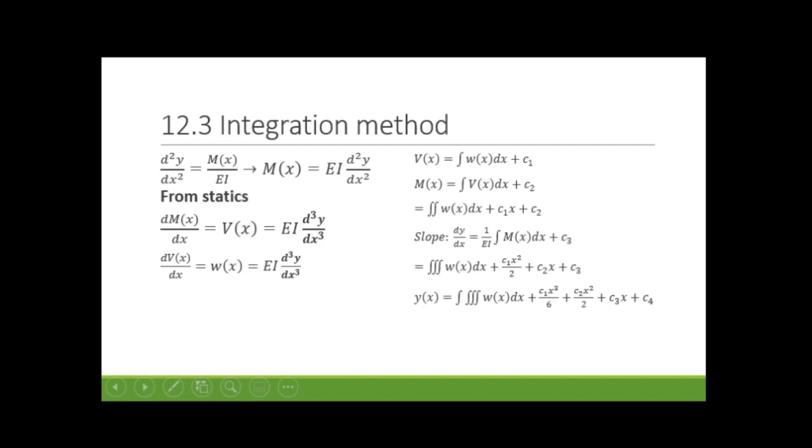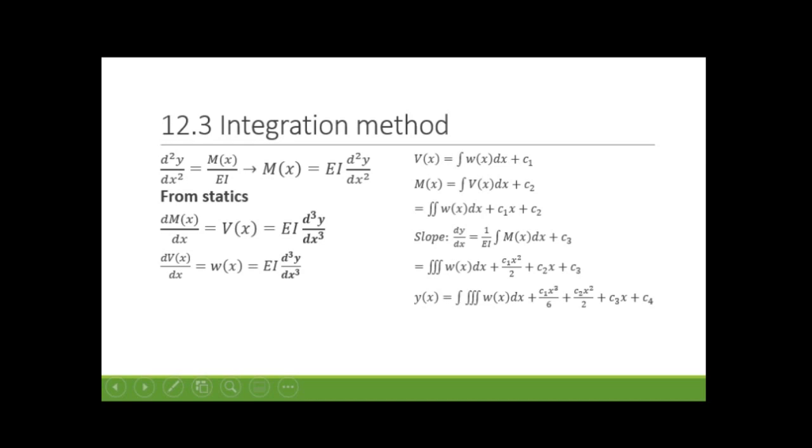So if we think in reverse, Vx is the integral of omega x. After taking the integral, you remember that we have an integral constant C1. If we integrate once more, Mx is equal to the integral of Vx, and one more integral constant is included, C2. So we have two integral constants, C1 and C2.